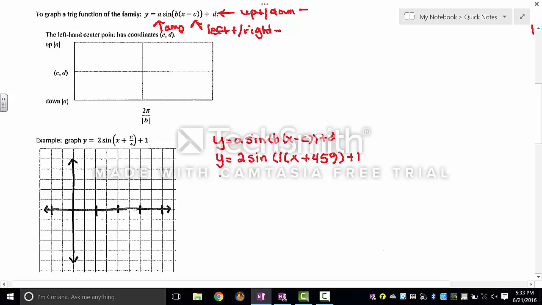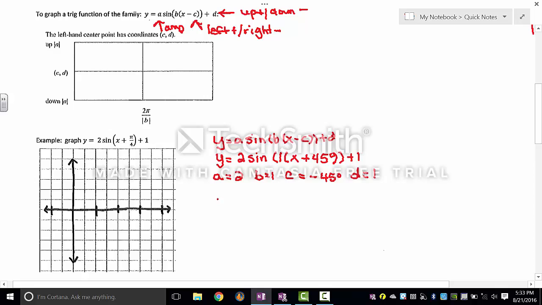Identify your A, B, C, and D. A is 2. B is 1. Your C, since you have to change the sign when you get ready to do your shift, you can go ahead and change the sign here on your C. So it will be negative 45 degrees. And your D is 1.